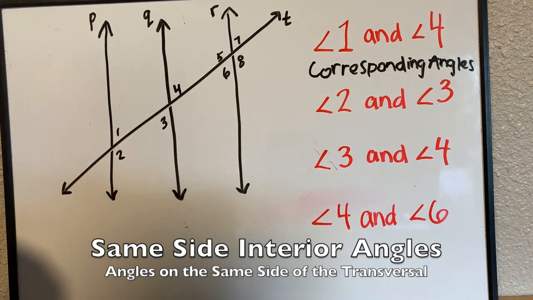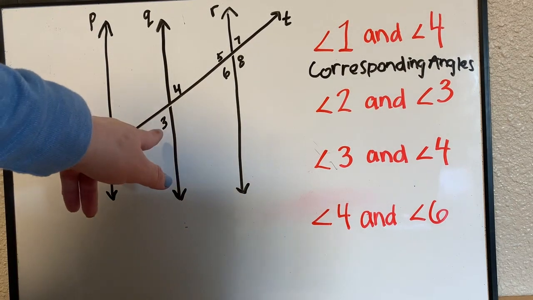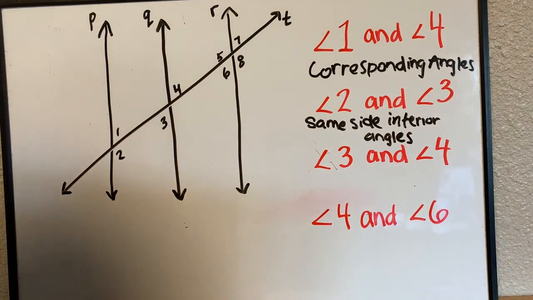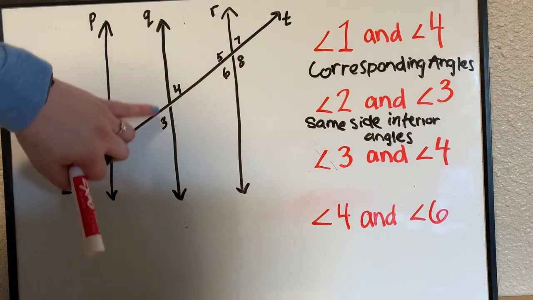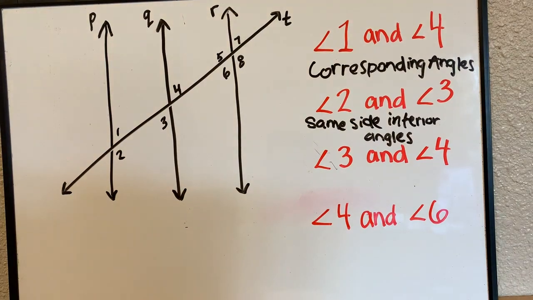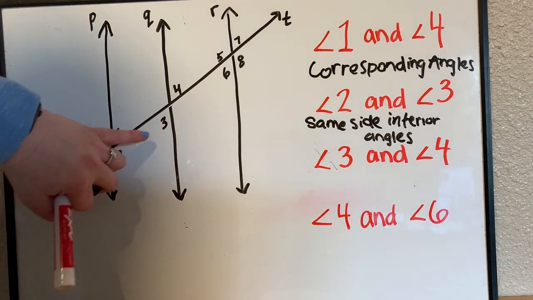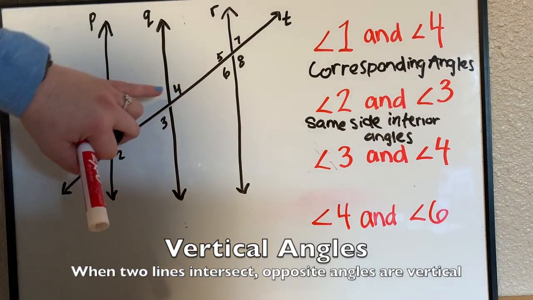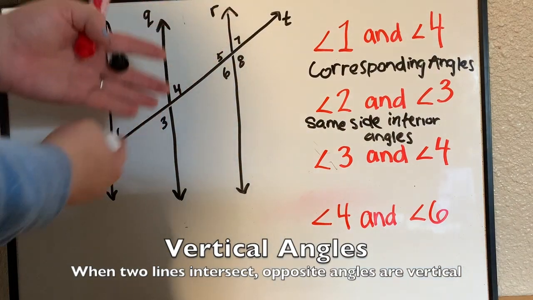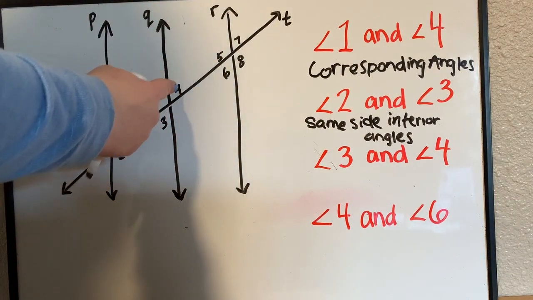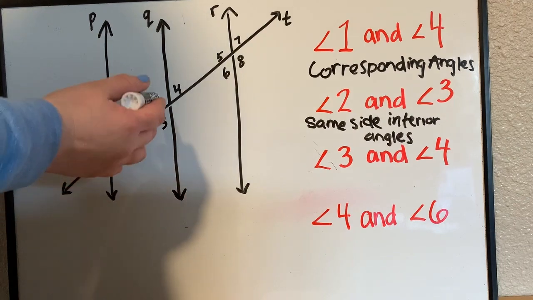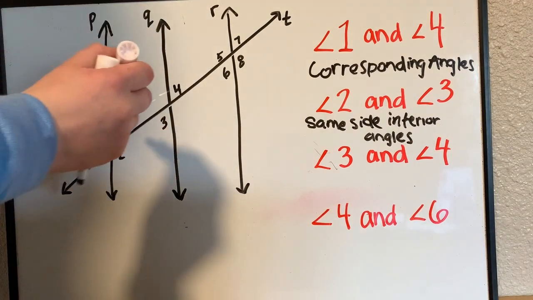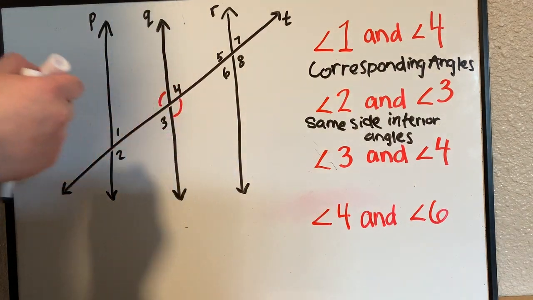So we're going to call those same side interior angles. So now we're looking at angle 3 and angle 4, okay? Angle 3 and angle 4 we know are vertical angles, okay? When two lines intersect, the opposite angles are vertical angles. These two angles here are also vertical angles.